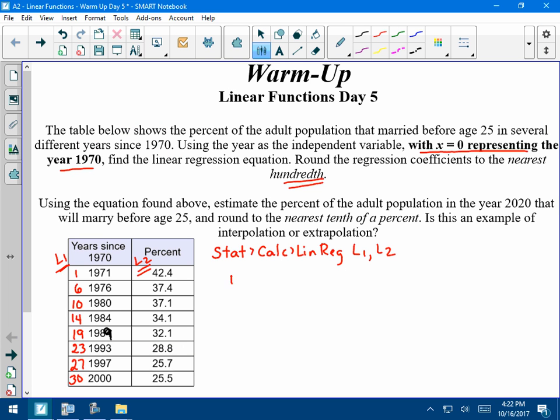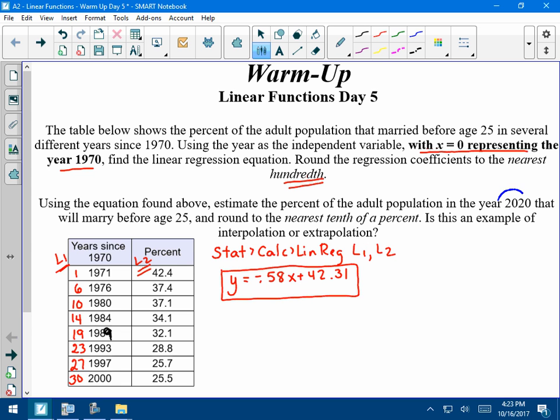So make sure you have your y equals. Remember, that's an easy point to lose. Negative 0.58x plus 42.31. So that's my linear regression equation. That's the first part. Then it says, using the equation found above, estimate the percent of the adult population in the year 2020 that will marry before age 25 and round to the nearest tenth of a percent. Is this an example of interpolation or extrapolation?